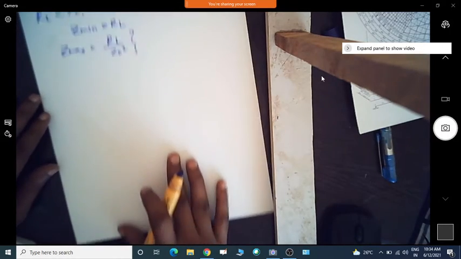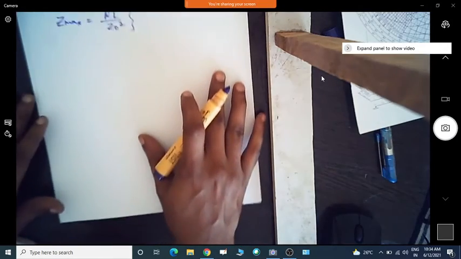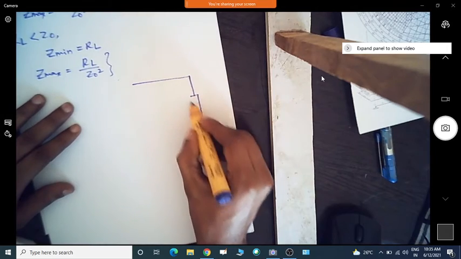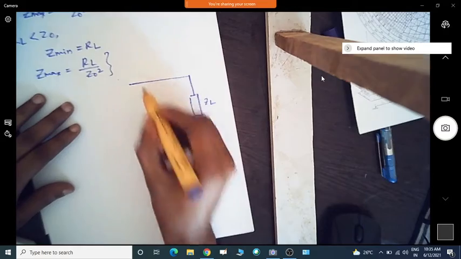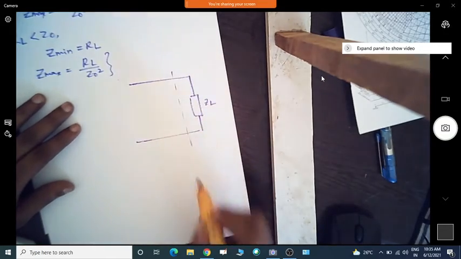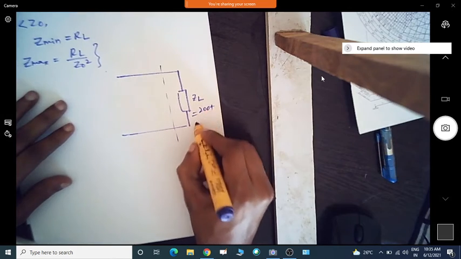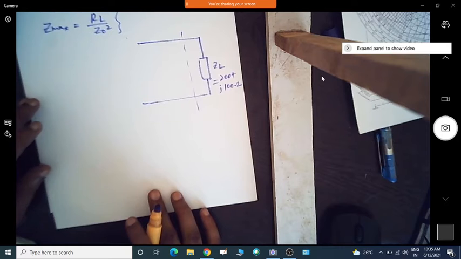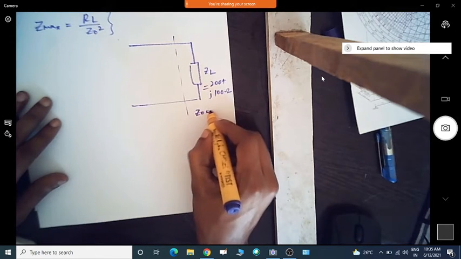So now let us take one problem: how to find out the maximum and minimum impedance from any load point. Let us take this problem where we have ZL equal to 200 plus j100 ohm. Now find out Z max and Z min for this problem where we have Z0 equal to 50 ohm.